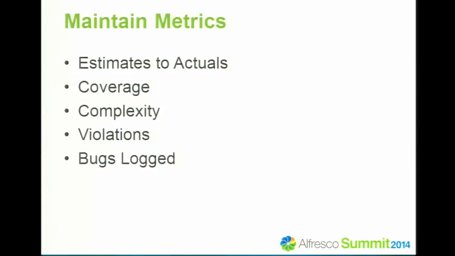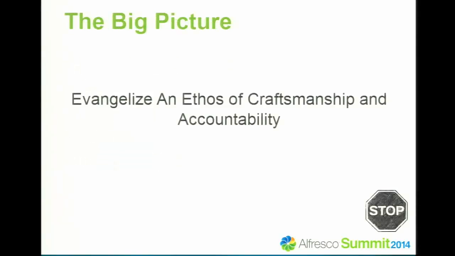You want to track everything you're doing to make sure your code stays clean. The estimates are important because you want to get trending over time, but you need to know your coverage is good. You need to know you don't have complex code. You shouldn't have any violations. And you want to know how many bugs you're logging, because that's a good indication of whether you're successful or not. And seeing that over time is a big deal.